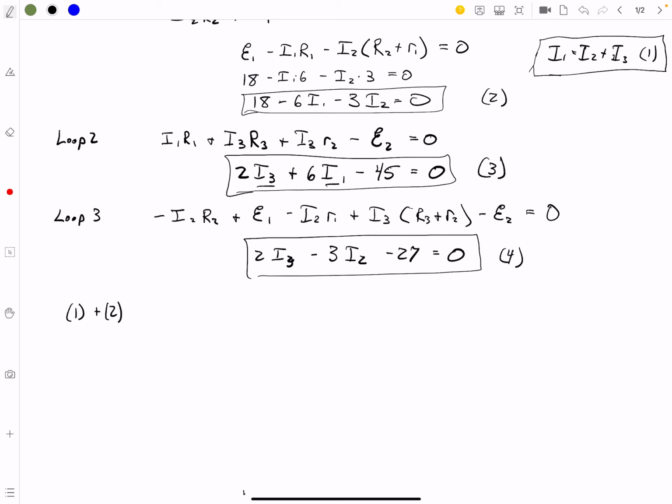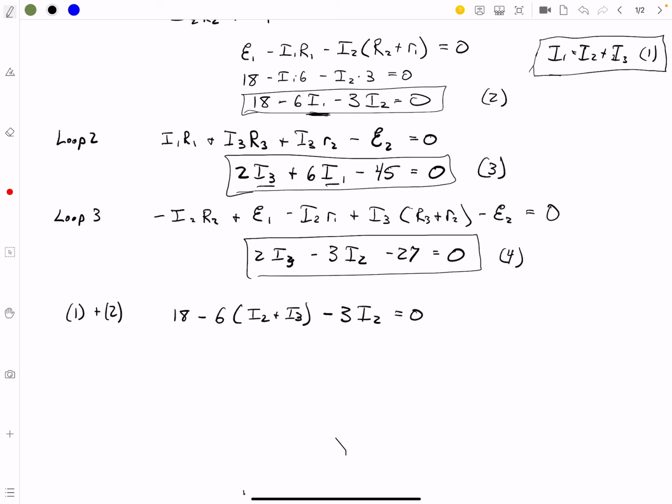Essentially what I'm doing is taking I2 plus I3 and substituting it in for this I1 right here. Okay? So here we go. We've got 18 minus 6 times (I2 plus I3) instead of I1. And we're going to subtract off 3 I2s, and that all equals 0.